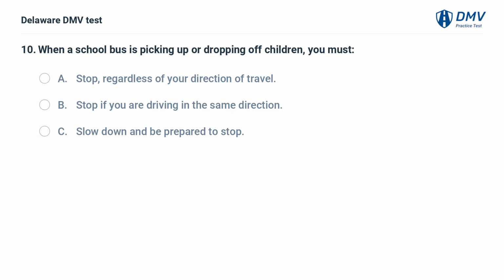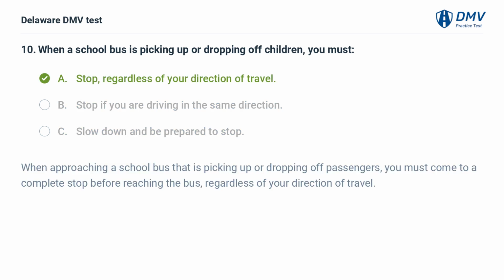When a school bus is picking up or dropping off children, you must A. Stop, regardless of your direction of travel. B. Stop if you are driving in the same direction. C. Slow down and be prepared to stop. A. Stop, regardless of your direction of travel. When approaching a school bus that is picking up or dropping off passengers, you must come to a complete stop before reaching the bus, regardless of your direction of travel.